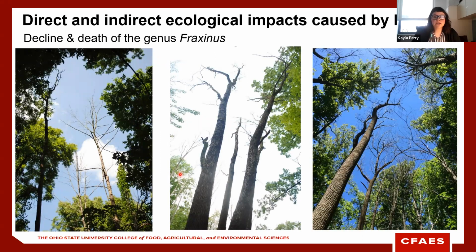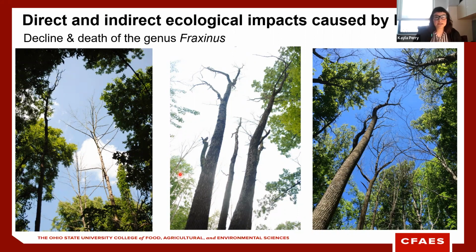So much of my research on EAB has focused on ecological impacts of EAB within natural forests. And I've looked at both direct and indirect ecological impacts. And a really important direct impact, of course, is the decline and death of ash trees, genus Fraxinus, within forests. And so when this happens, you essentially get a gap in the forest that can then impact a variety of environmental conditions on the forest floor.